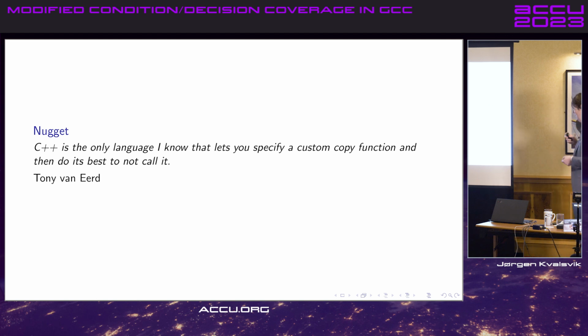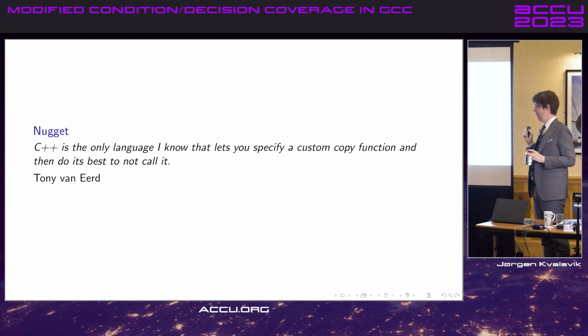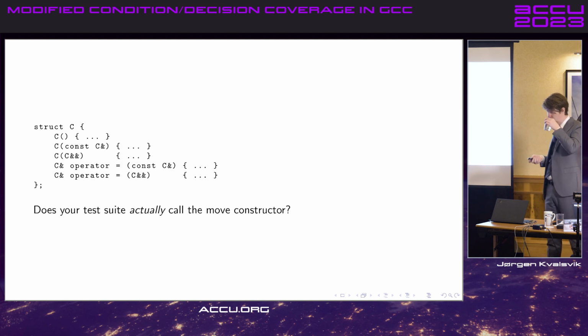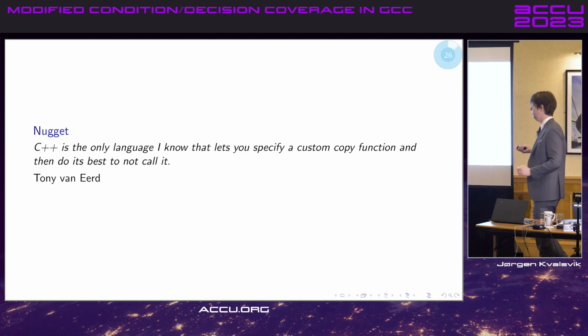I was at the talk with Tony, sorry. And he pointed out that C++ is the only language that he knew that lets you specify a custom copy and then proceed to do its best to never call it. You can have defined all of these, and because of return value optimization, never use any of them. This is a good way to at least verify that at least once this has happened and it did what it should.